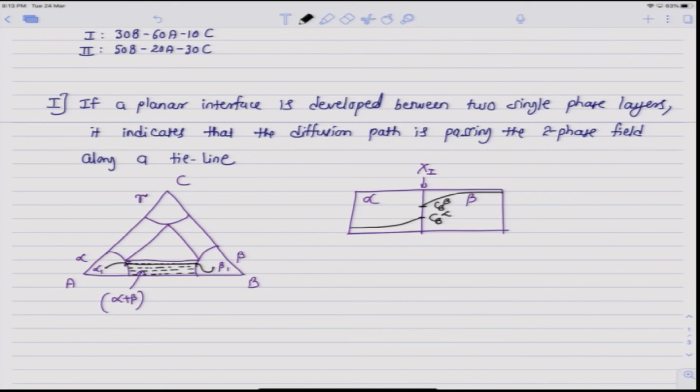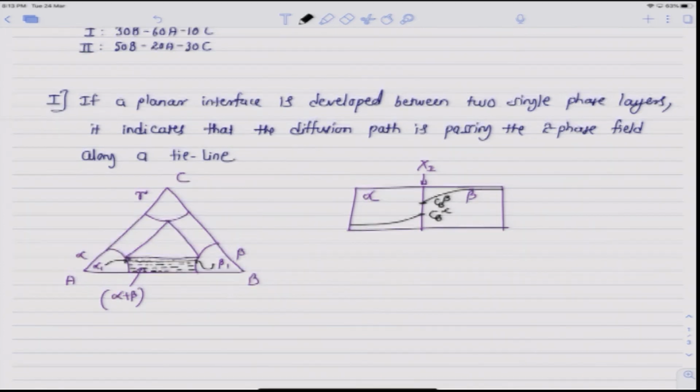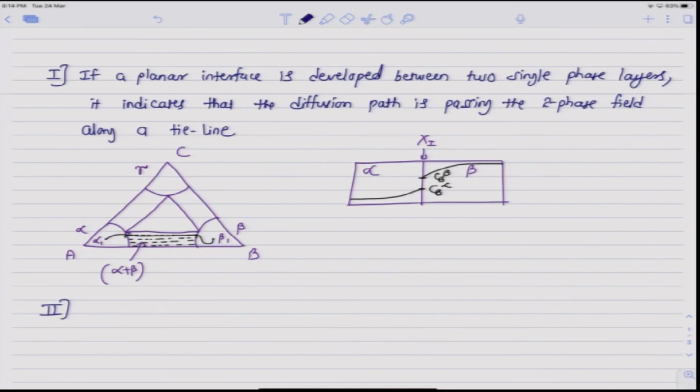So, this helps us in determining the phase diagrams. Second rule, if a non-planar interface forms between two single phase regions, or if there exists a two phase region in the diffusion zone, it indicates that the diffusion path is passing through the two phase region across the tie lines.